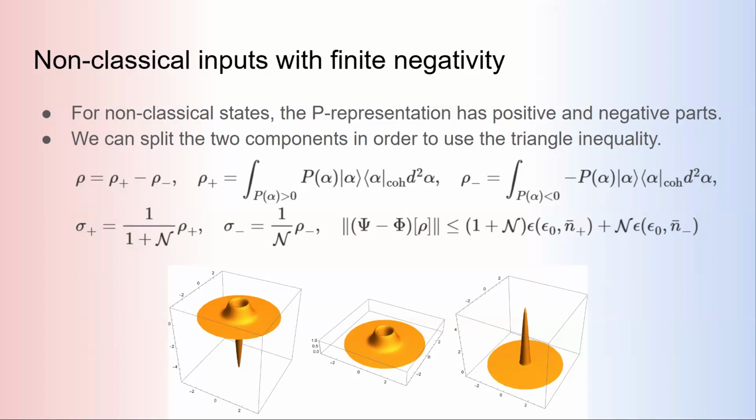So here we have a single photon added thermal state, and this is its P representation. It's got a little spike at 0, but otherwise it's basically fine. And it has positive and negative parts. What we can do is split it into 2 components and then use the triangle inequality. We can't directly use the triangle inequality because we don't have a valid probability distribution. But I can represent this as rho plus and rho minus, where these are supernormalized and subnormalized states respectively. Then I just normalize them and do the triangle inequality. I know for each of them I have this bound, and I use the triangle inequality. Any questions here?